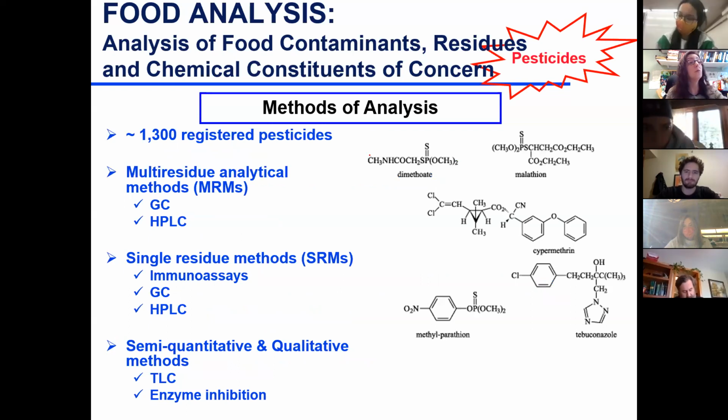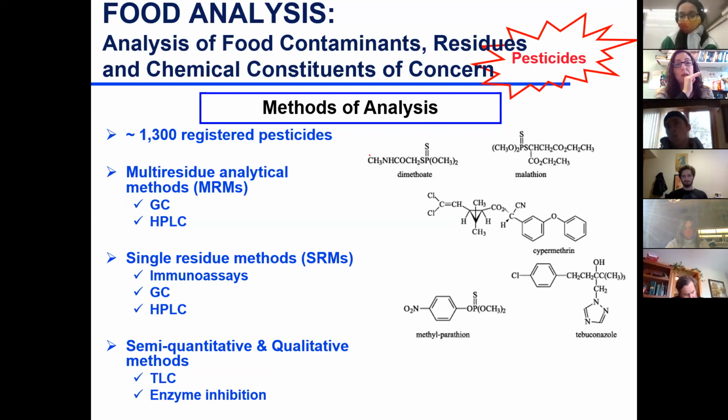Okay, so let's go with pesticides now. There are so many pesticides out there. The list is humongous. The last time I checked, there were like 1,300 registered pesticides. I'm sure there are more now. But in order for pesticides to be used, they have to be registered, meaning they have to be tested for safety. They have to have a tolerance level, toxicity known. So they have to be thoroughly studied before they're approved for use.